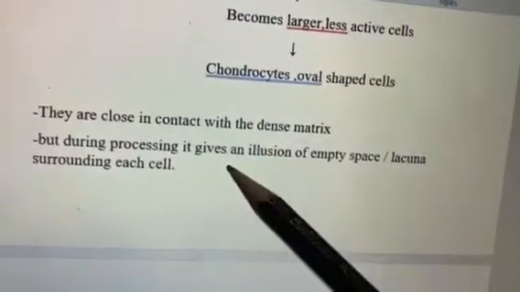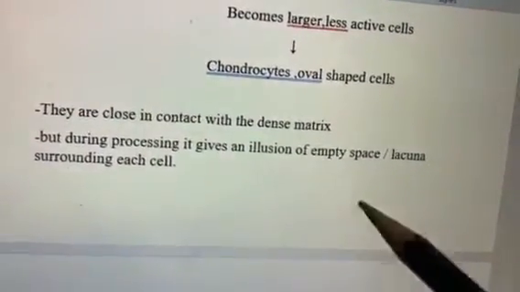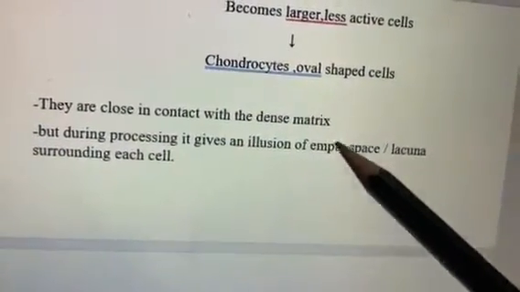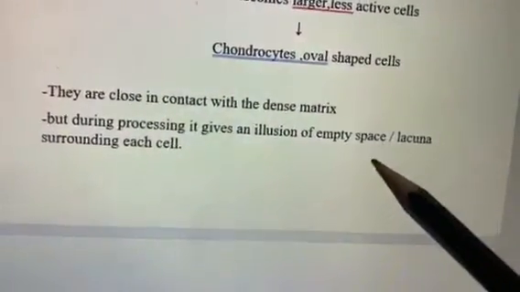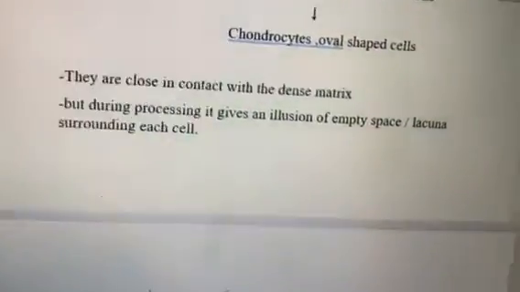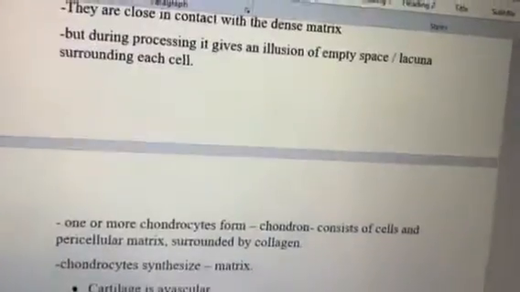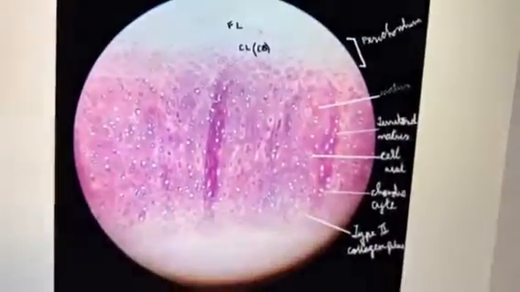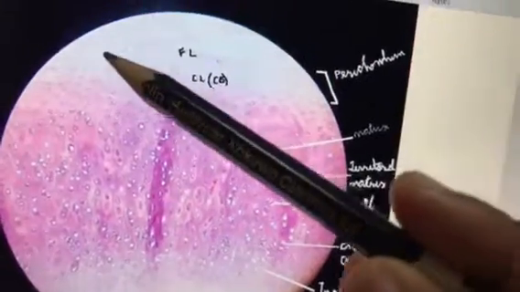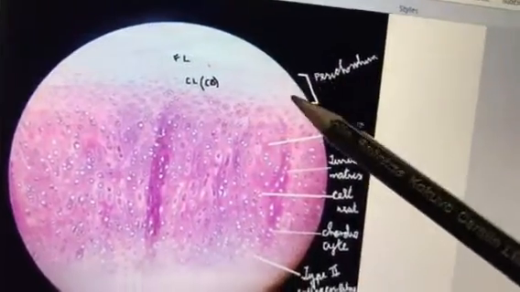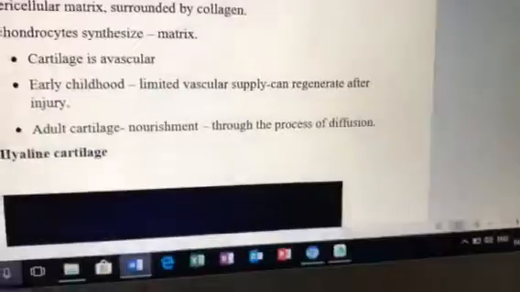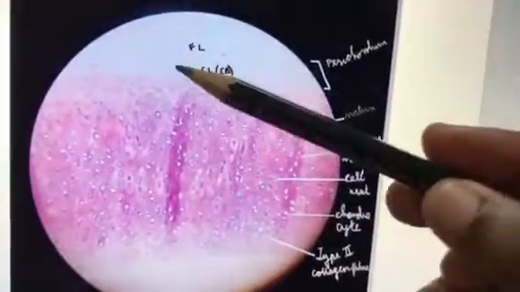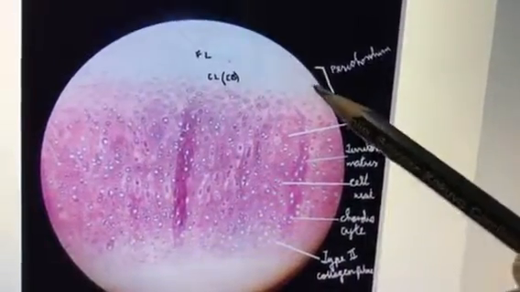But during the processing, it gives an illusion. During processing, meaning histology slide preparation, nothing will be there as a lacuna, but you can see it as an empty space. That's why in histology preparation only we could see the lacunae, the empty space surrounding the cell. You can see nicely this outer fibrous layer. So these are the points you are supposed to write for the cartilage. Number one, the first thing is perichondrium. The outer layer is perichondrium.